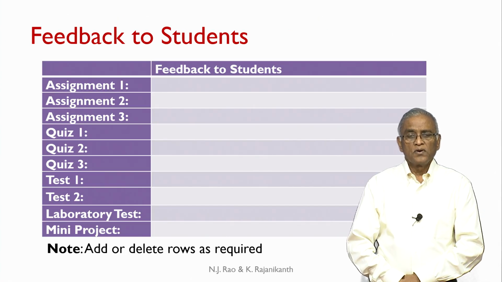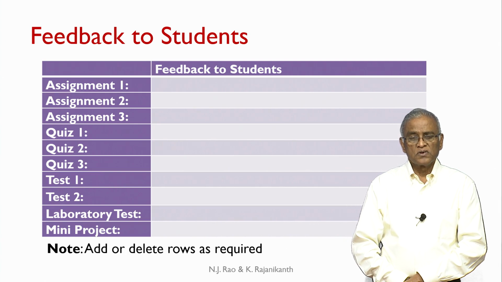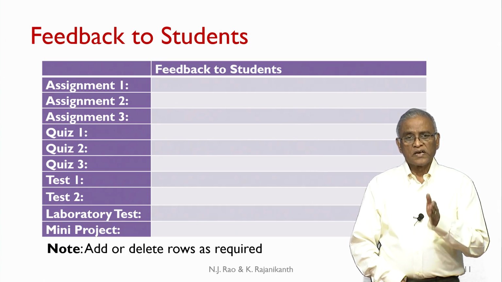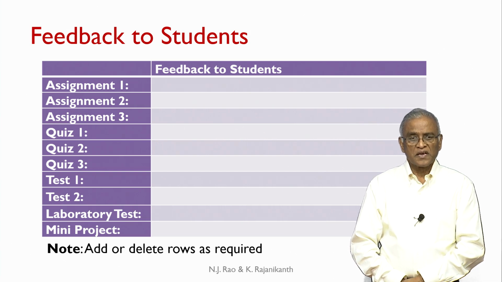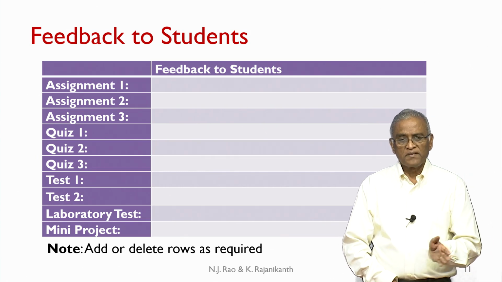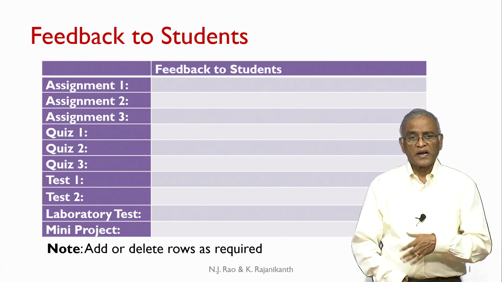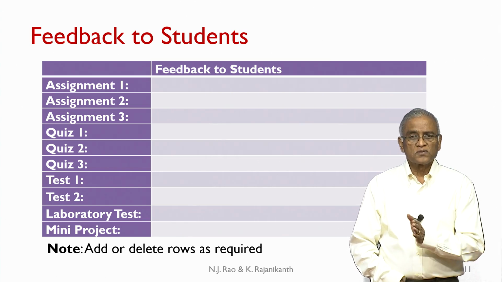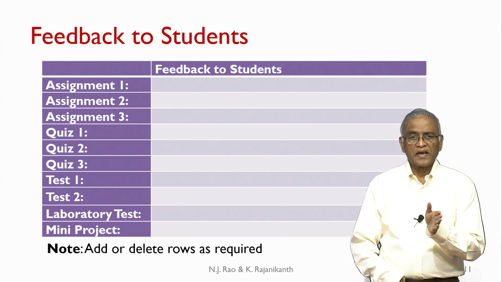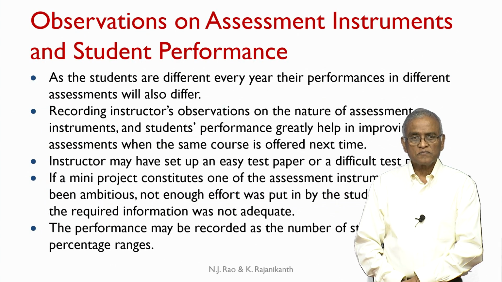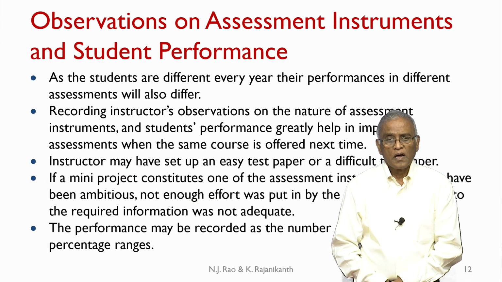Now, this is how we capture the feedback to students in a template like this, and this is only a sample one. We said 3 assignments, 3 quizzes and 2 tests, 1 laboratory test, mini project. Whatever you do not have, you just eliminate. If you have to add more, please add more rows, and you need to write 1 or 2 sentences against each one of the assessment instruments.